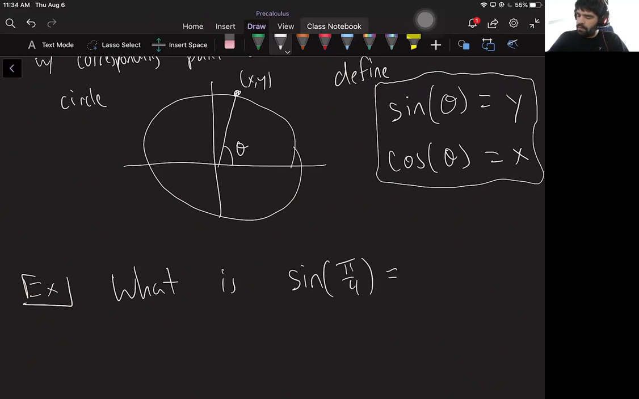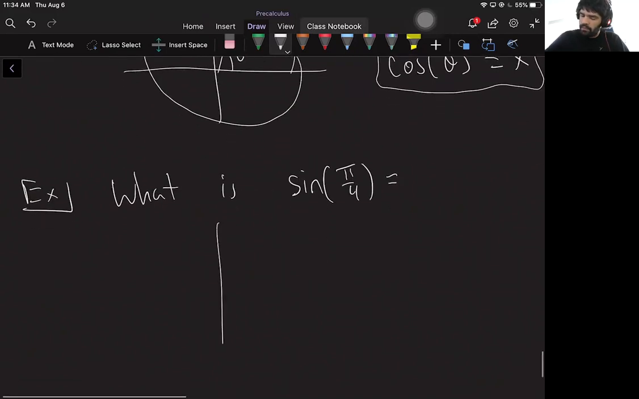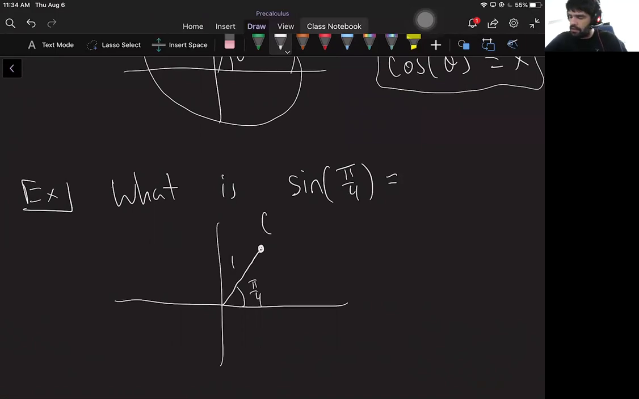So what is that? Well, what that means to do is look at pi over 4, the angle. What is the xy coordinate that touches the unit circle there? Well, we already figured out that it was root 2 over 2 comma root 2 over 2. So what is sine of that angle? It's just the y value. So there it is. That's it.